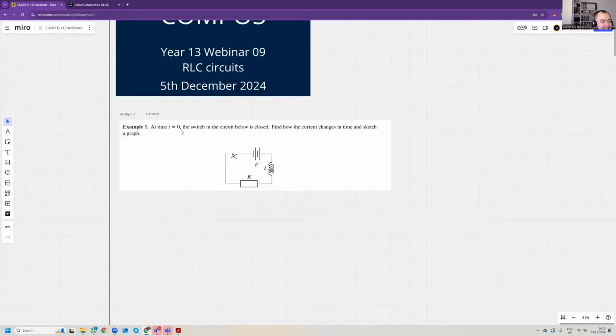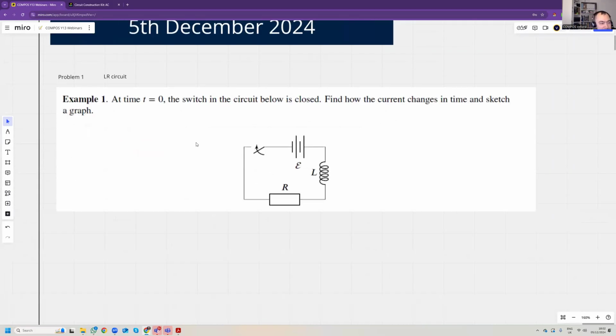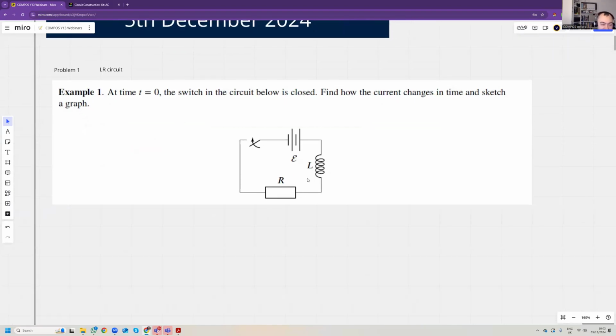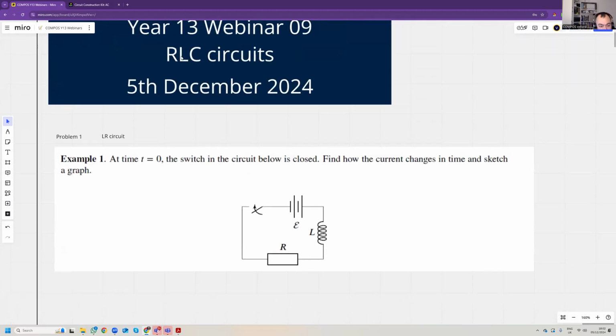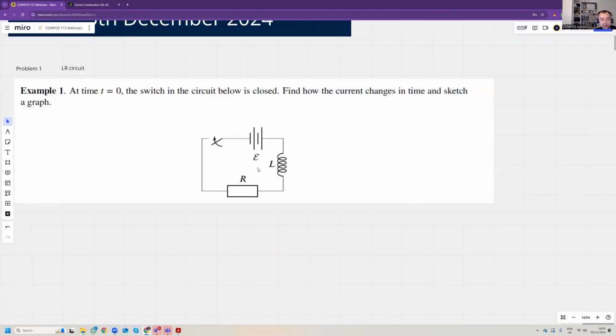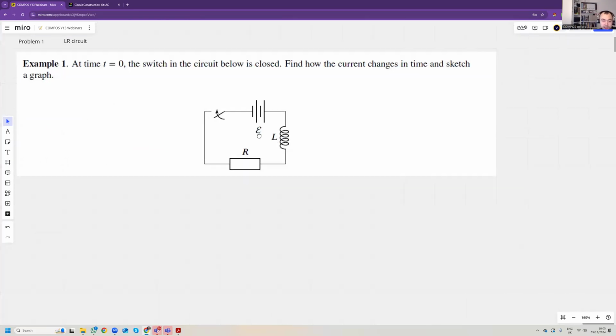Nice. So let's have a look at this circuit. This is an LR circuit. Why is it an LR circuit? Because it contains an induction coil and a resistor. It doesn't have a capacitor. So C stands for capacitor. So resistor, inductor, capacitor. And what's the behavior of this circuit once we close the switch?